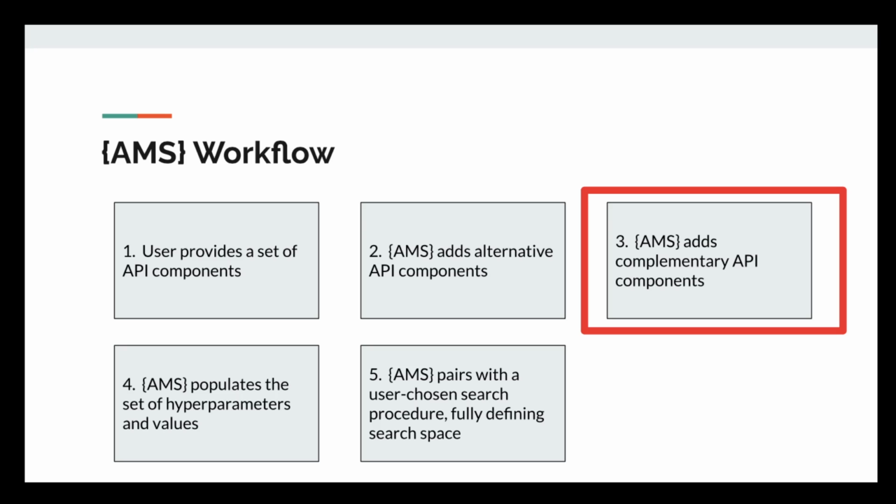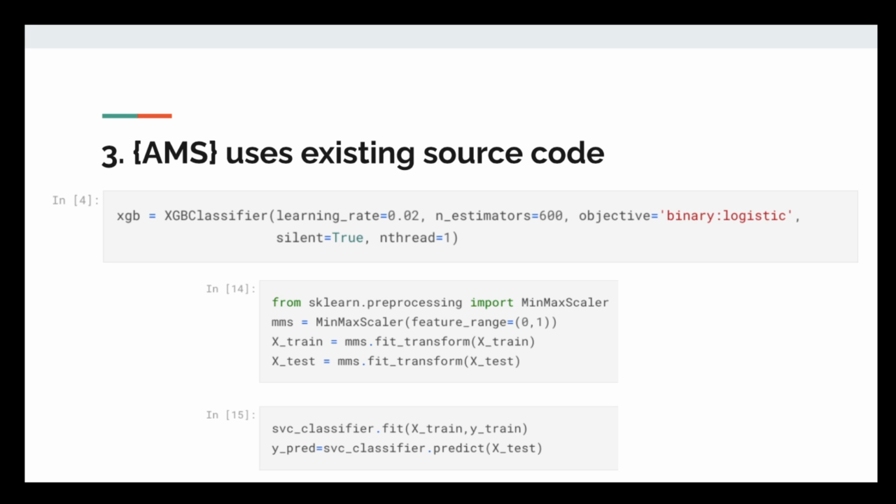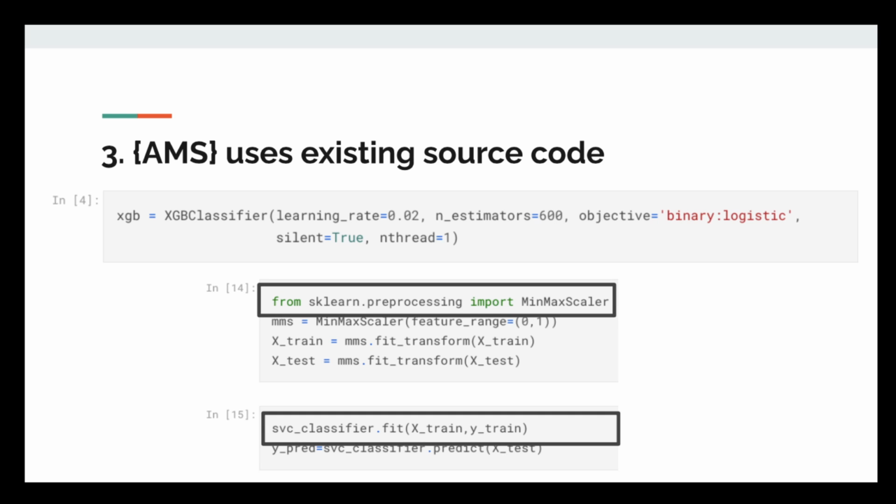The third step in the AMS workflow consists of adding complementary API components. These are components that, when jointly used with some in the original user specification, may improve performance. So for example, you may be interested in scaling your feature values before handing off your dataset to your core learning algorithm. A key insight used for AMS is that useful components will tend to appear together in existing code. So AMS will use a corpus of existing source code, and we will look at the different components used in a script and identify, for example, that min-max scaler, a feature scaling algorithm that limits values to lie between a minimum and a maximum, is used jointly with a support vector machine.